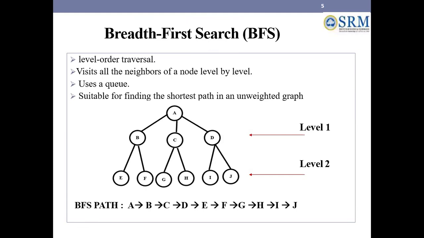It is suitable for finding shortest path in an unweighted graph. It's mainly used in unweighted graph to find the shortest path. See the example. This is a tree. How we are going to apply breadth first search in a tree.